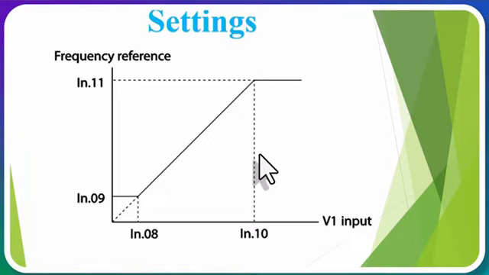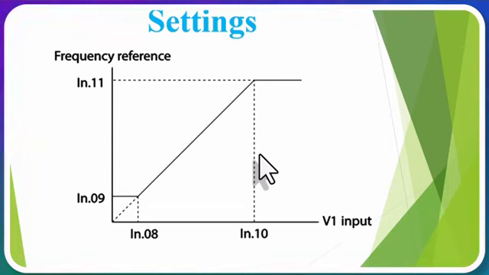We also learned that for the analog voltage inputs, we need to specify 2 points for the inverter, the minimum voltage and minimum frequency, and also set the maximum voltage and frequency for the inverter. Now let's go and set all these things together.